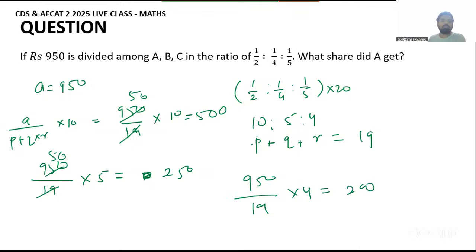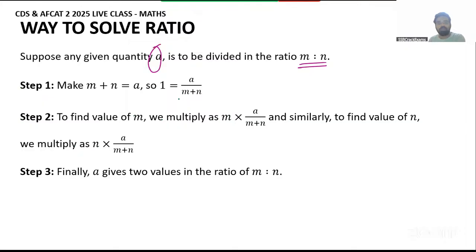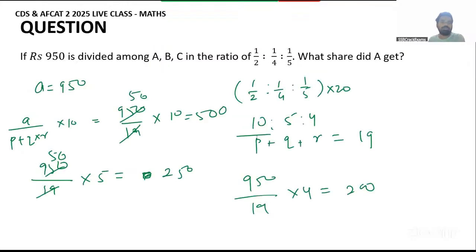So what I did is, you got it, na? First I found the sum. This is the method that I have explained to you here. First I found the sum of all the ratios. Then I multiplied the first ratio by this quantity. This is what I did here. So first I found the sum 19. Then one by one I multiplied by 10, 5, and 4. So I got the answer as 500, 250, and 200.